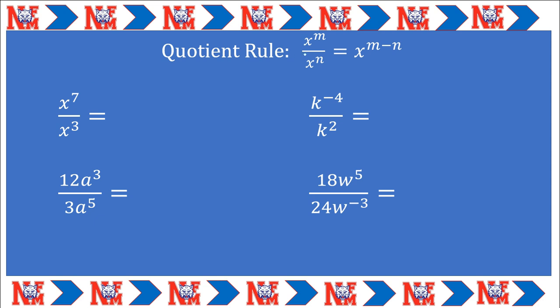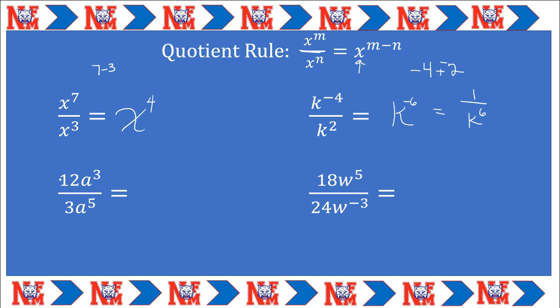Now the quotient rule says if you are dividing bases that are the same, the way we can make it into a single factor is subtract the top exponent minus the bottom. So here our base is x, so you just write it, and then we say 7 minus 3, and that gives us 4. On our next problem, we have k to the negative 4th divided by k squared, so our base is k, and then we subtract -4 minus 2, keep, change, change, and we get -6. Now, since our exponent's negative, we have to turn it into a fraction.